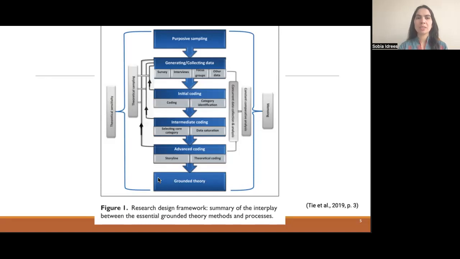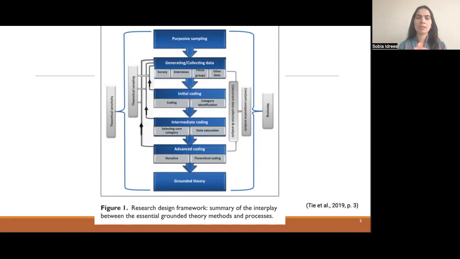So when you start your data collection, you can use different methods. As you can see, there are multiple methods written on the slide: survey, interviews, focus group. Other data could be written documents or diaries, maybe. So you can use multiple data sources to generate and collect data. Then you come down. So after collection of data, you start the analysis.